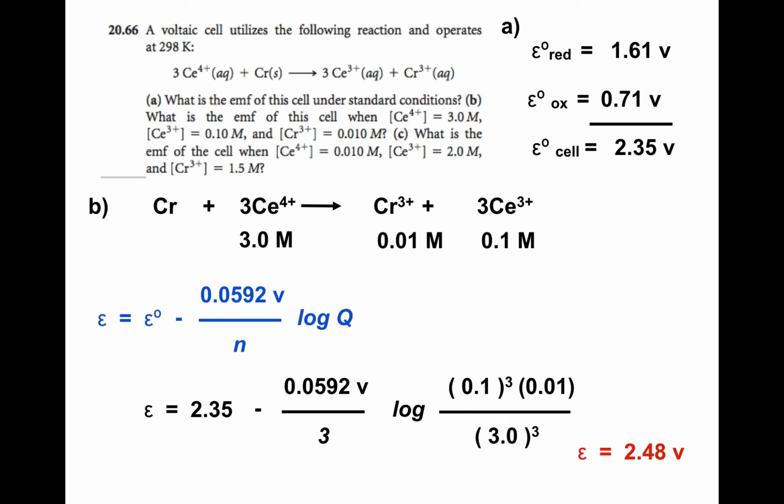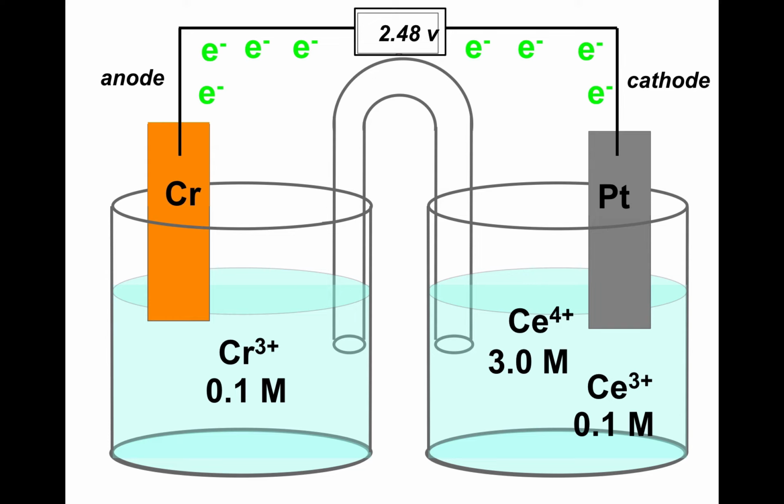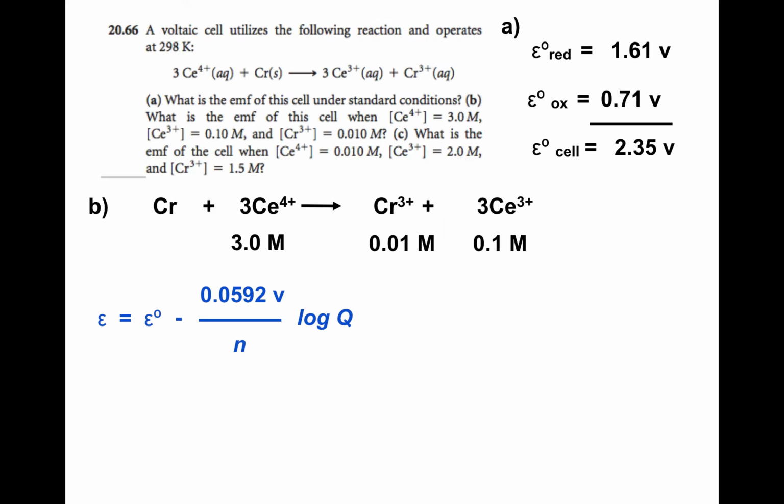So I'm fresher. I've got a higher concentration of the reactants than I do the products. I'm more at the beginning of the reaction than the end, compared to standard conditions. So this is the voltage being generated by this cell with these concentrations.